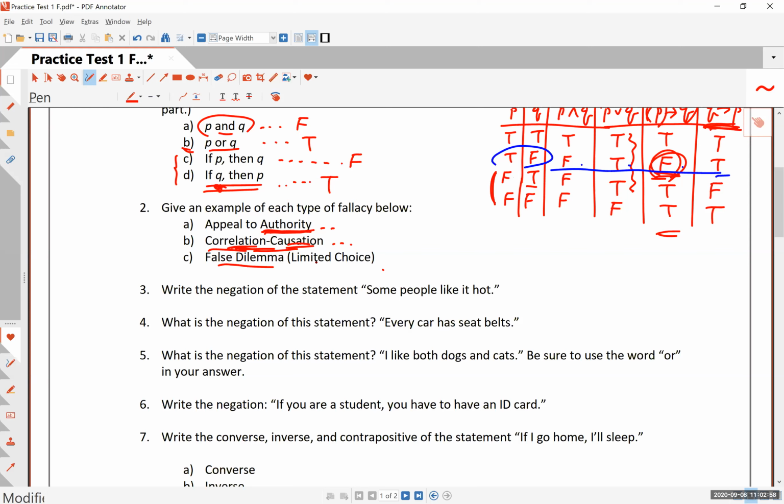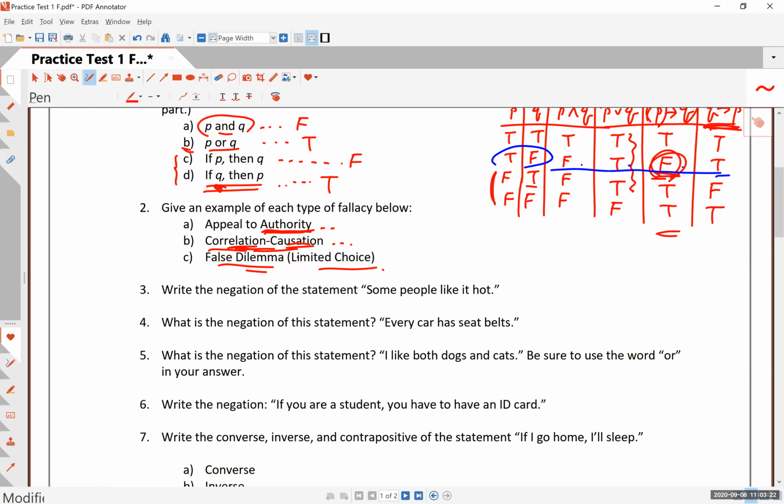And then part C, false dilemma. You have a statement in the answer key that says, since you don't drink wine, you must like beer. That's a limited choice, right? You're assuming that everybody either likes wine or beer. Oh, you don't drink wine, so you must be a beer drinker. Of course, some people don't drink either. So that would be an example of a false dilemma.